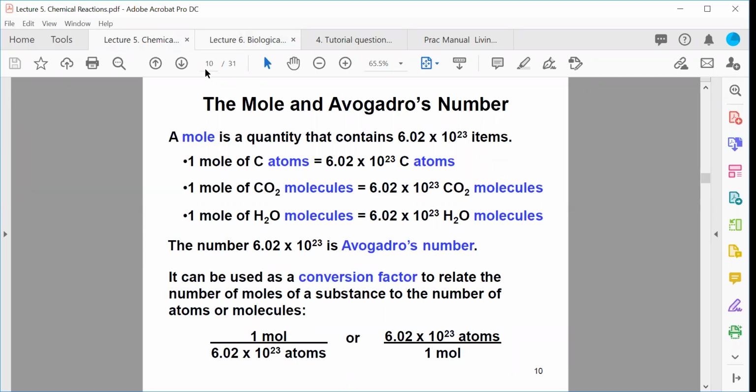But before we look at the mole, we have a question: will you always add to balance? Yes, you always add to balance, that is correct.